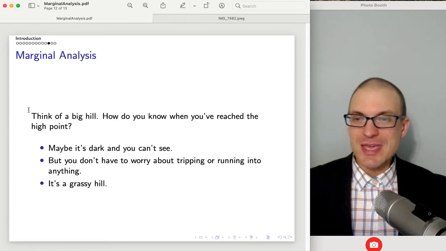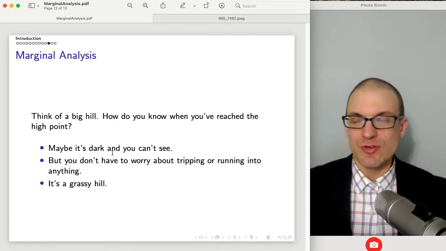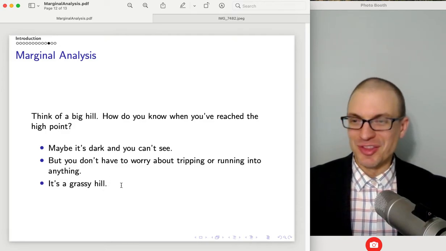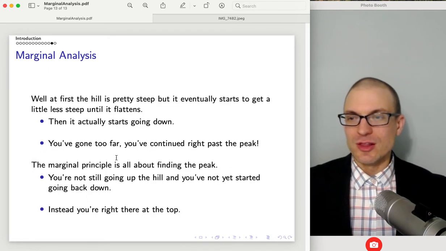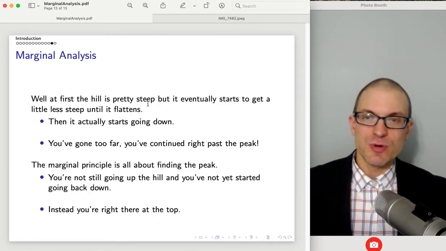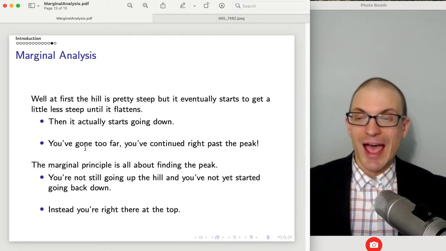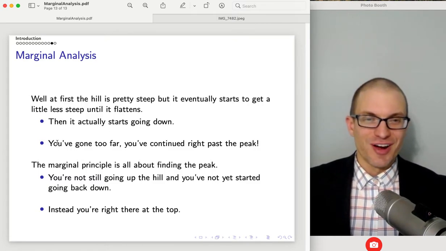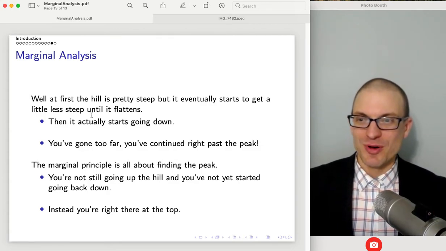So think of a big hill. How do you know when you've reached the high point? Maybe it's too dark for you to see, but it's a type of hill that's grassy. You don't have to worry about tripping or running into anything or falling off a cliff or something like that. But as you're walking along, you're realizing at first the hill is pretty steep, eventually gets a little less steep, and then it finally flattens out. Then it actually starts going down. By that point, you've gone too far. You've continued right past the peak. You've got to back up if you want to find the highest point on the hill.